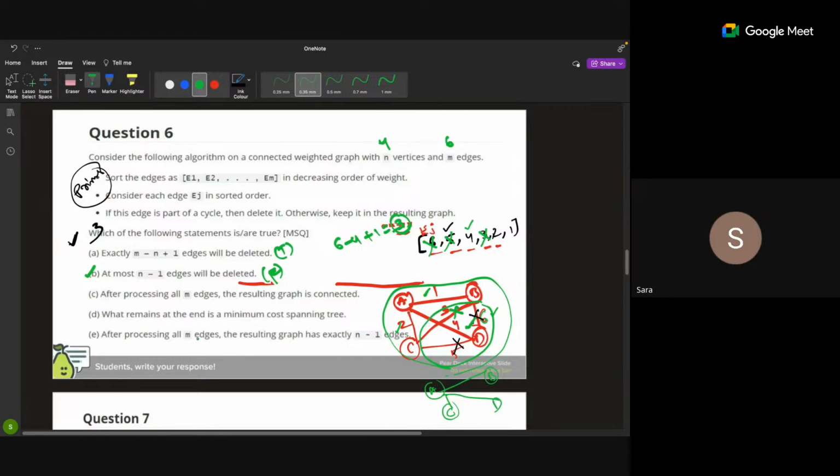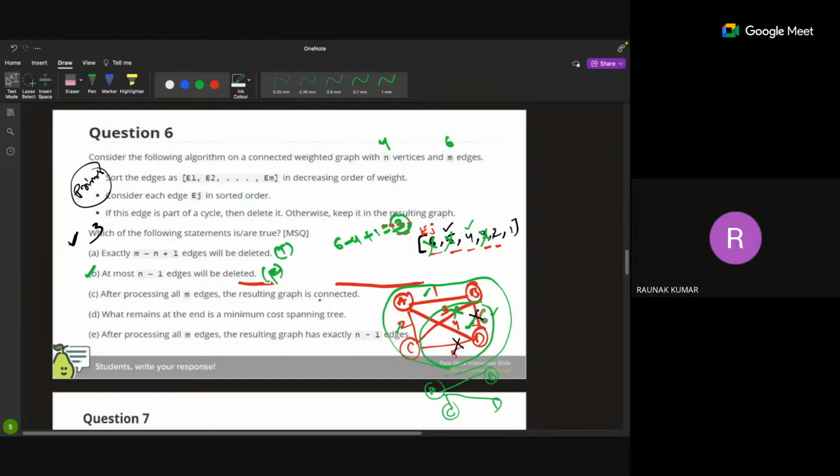Next one: exactly n minus 1 edges. Now, after processing m edges, the resulting graph is connected. Yes. A minimum cost spanning tree is a connected graph. Is it right? It's not a complete graph, but a connected graph. Am I right or wrong?